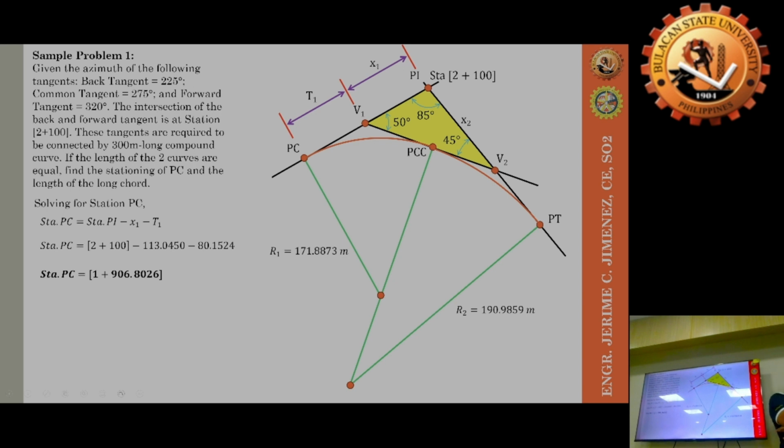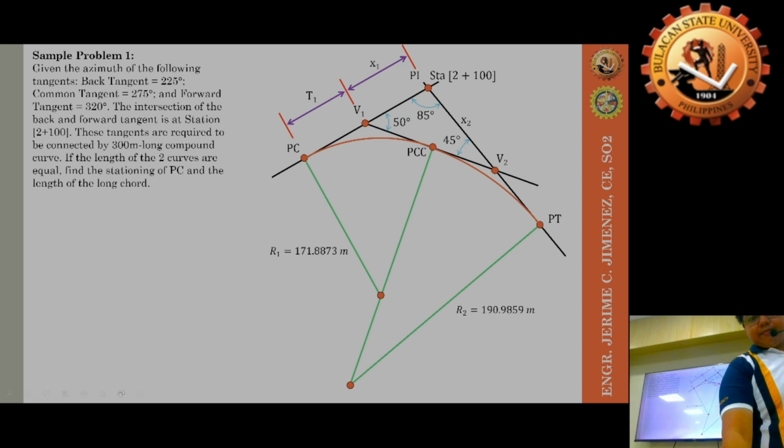Okay na? Diyan sa likuran, okay na kayo? Okay na. Okay. So, proceed na tayo. So, yung kasunod na hinahanap natin dito is the length of the long chord. Again, by definition, long chord is the distance or the line between PC and PT. Okay? Ito yung L natin.